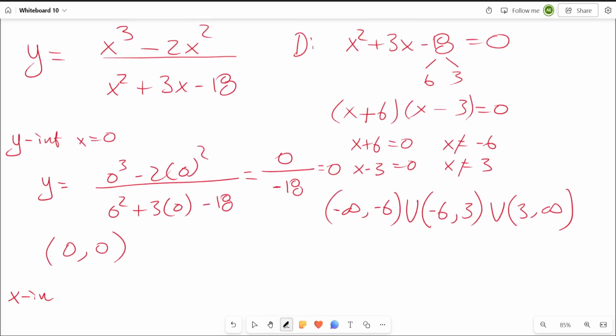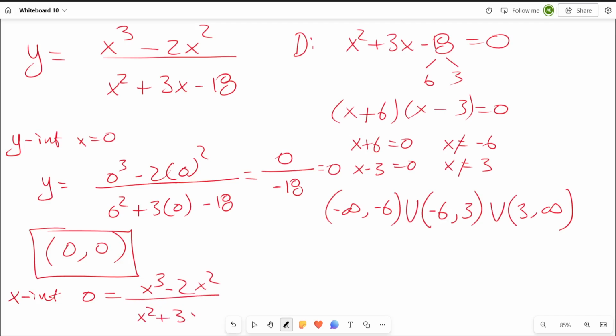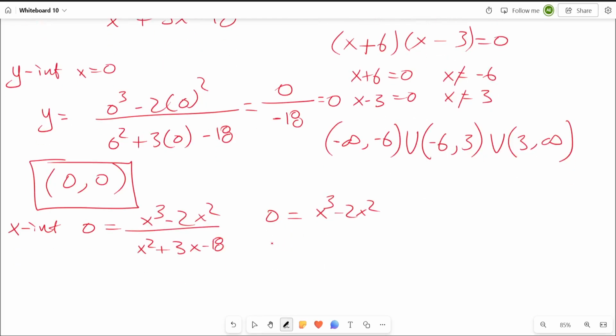So x-intercept, to find that, we will need to set y as 0. So 0 equals x cubed minus 2x squared over x squared plus 3x minus 18. So we can multiply both sides by x squared plus 3x minus 18. So it's going to become 0 equals x cubed minus 2x squared. So let's solve that. What I can do is take x squared common. This is going to leave behind x cubed divided by x squared, which is x. Minus 2x squared divided by x squared is minus 2, equals 0.